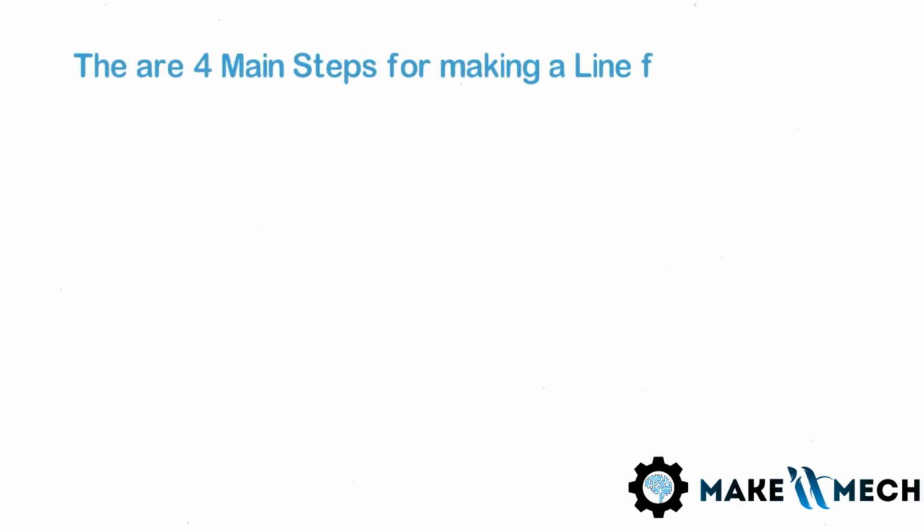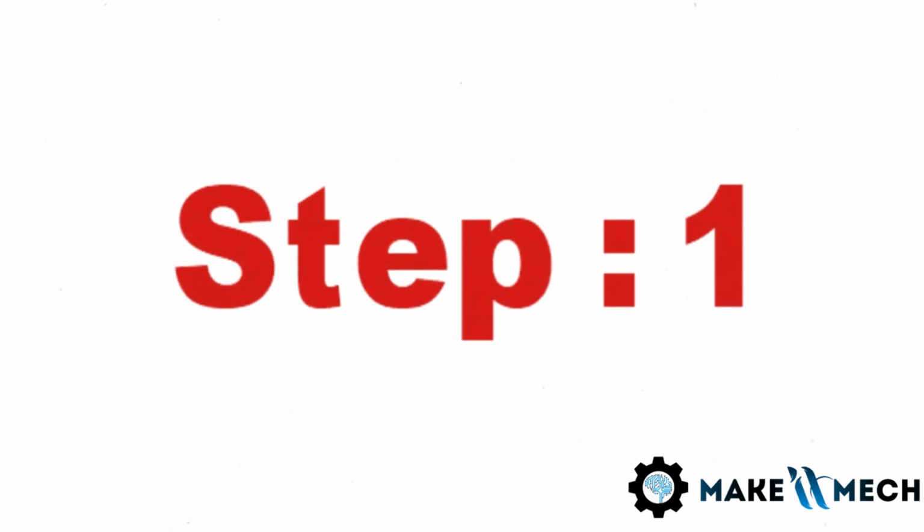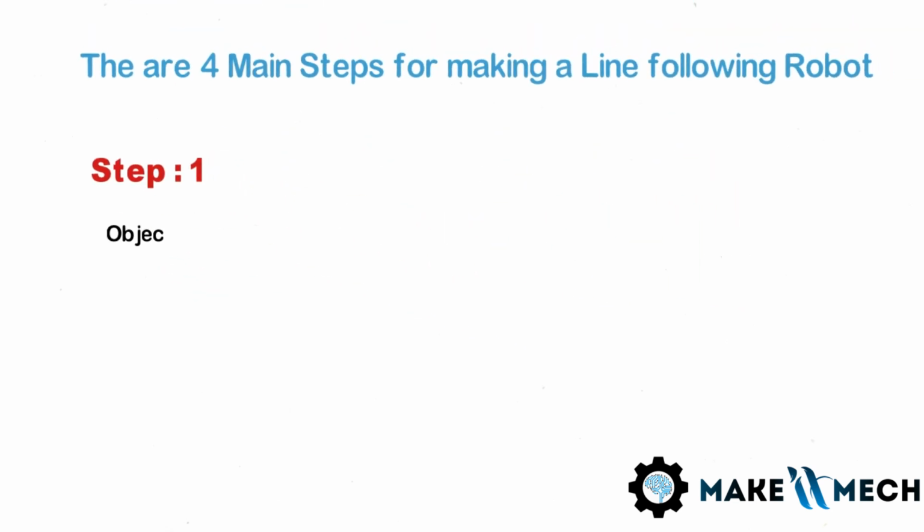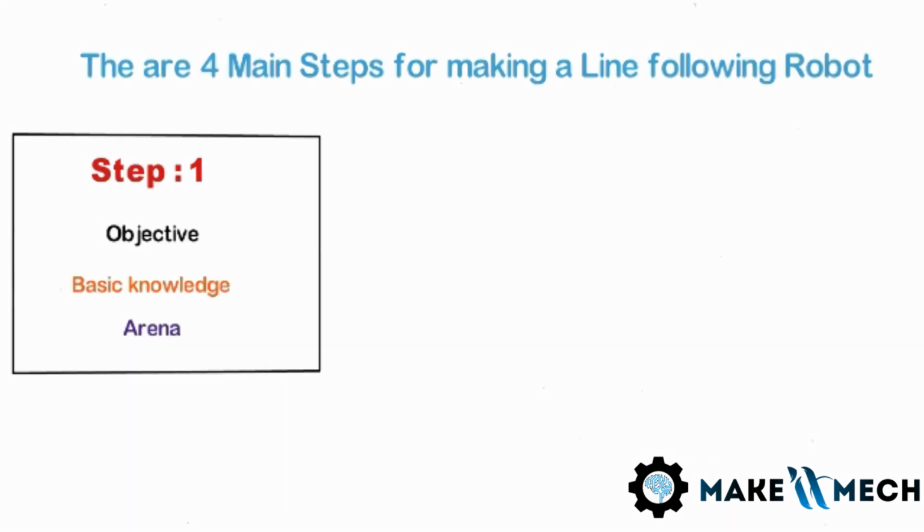According to me, there are four main steps for making a line following robot. So the first step is your objective. What is the objective of making a line following robot? It is like defining your goal for the robot. Second is basic knowledge. You must have some basic knowledge about what you are going to do, and then there comes an arena. Knowing about the arena is necessary because sometimes you have to follow certain rules of the arena. So you must know about the track that you are going to run your robot on.